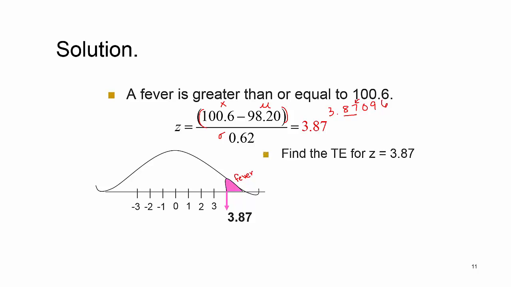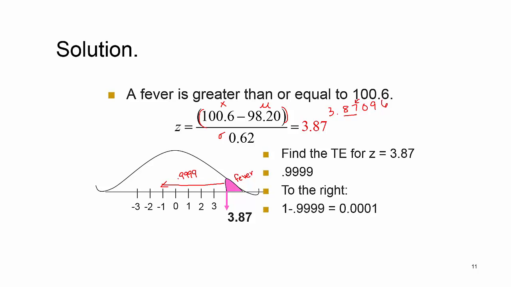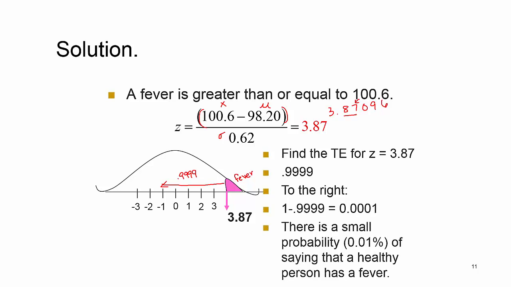So find the table entry for 3.87, looking that up in table A2. Now we get 0.9999. Remember, that's cumulative area to the left. So obviously 99.99% of people are not going to have a fever when they go to this hospital. It's going to be a small percentage. So subtract that from 1. So there's a very small probability, 0.01%, of saying that a healthy person has a fever.